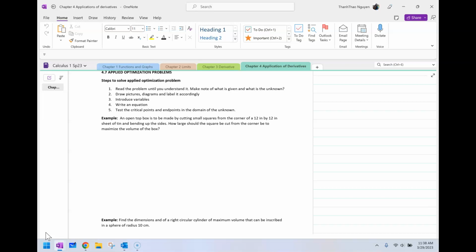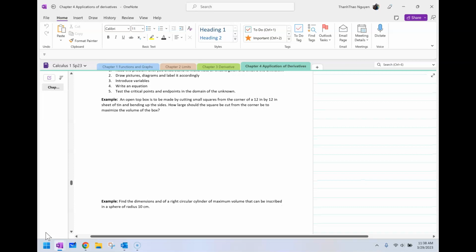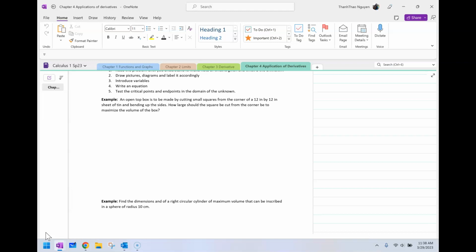So let's take a look at the first problem. An open top box is to be made by cutting small squares from the corners of a 12 by 12 inch sheet of tin and bending up the sides. How large should the square be cut from the corner to maximize the volume of the box?